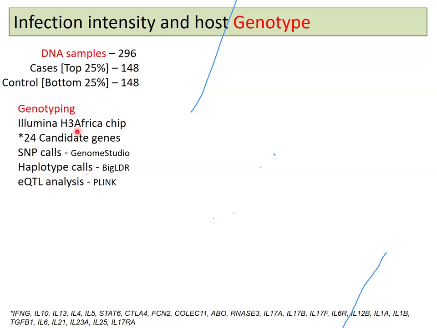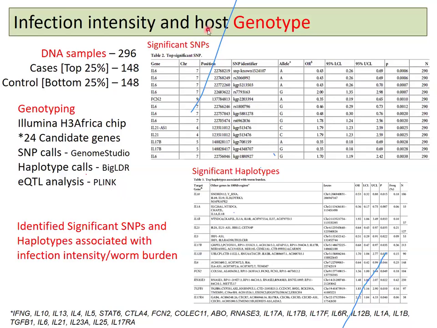And for this, we went for candidate genes, and we had 24 candidate genes. Many of these were informed by literature and information that was known about these genes as being involved in susceptibility to Schistosoma mansoni. So we carried out SNP calls using GenomeStudio. We did haplotype calls, and we also did eQTL analysis using PLINK. So what did we get? We obtained several significant SNPs, and we also obtained several significant haplotypes, and all these SNPs and haplotypes are associated with infection.